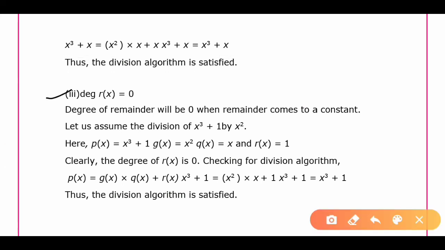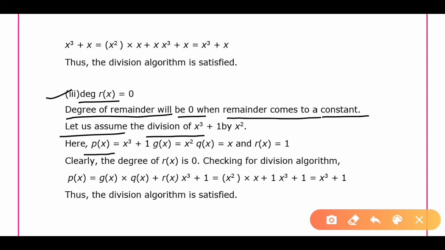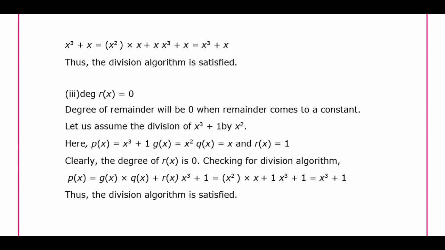Third one, degree of r of x is equal to 0. The degree of remainder will be 0 when the remainder comes to a constant. Let us assume the division of x cube plus 1 by x square. So we have p of x is equal to x cube plus 1, g of x is equal to x square, and q of x is equal to x. So r of x will be equal to 1. Clearly, the degree of r of x is 0.